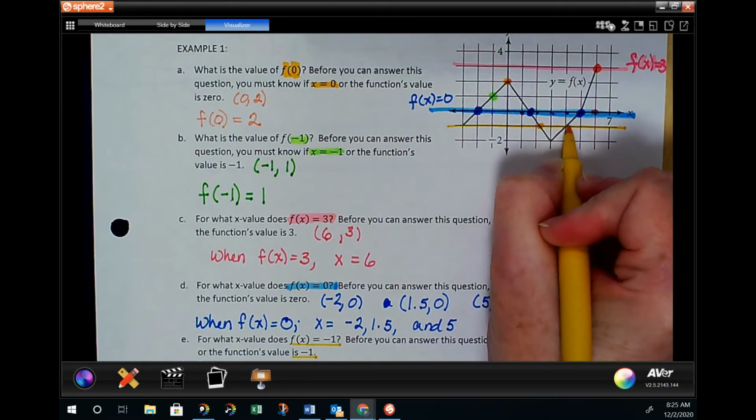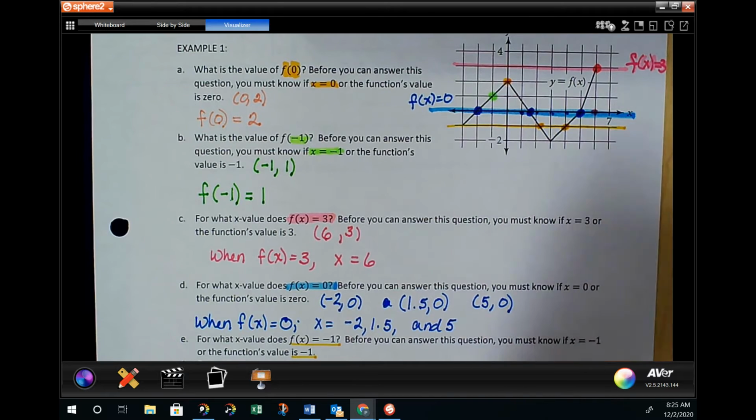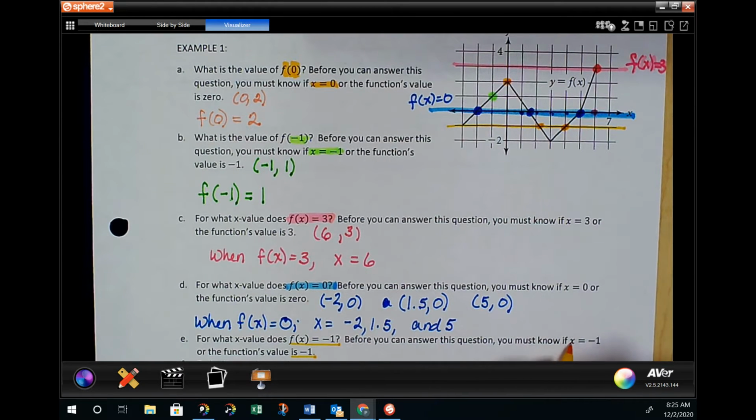Again, I have multiple answers there because this hits at 2 places. So you have to know when this is... for what value does this? Before you can answer that question, you must know the function's value is -1. Okay, so before looking at these problems, how did you know when to evaluate?